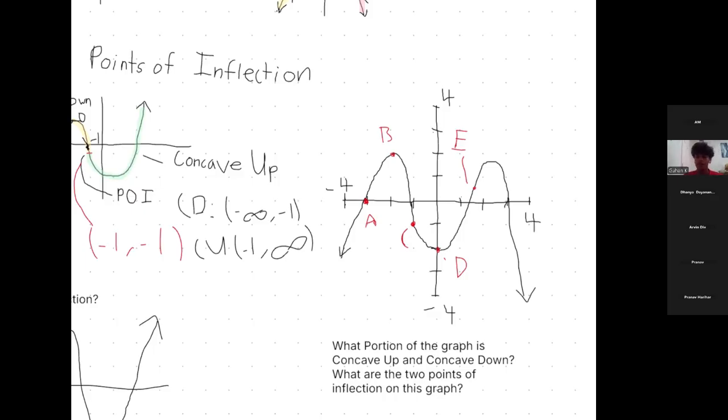So from this, I want all of you to say, what are the 2 points of inflection now that you know where the graph is concave down and concave up? And remember that the point of inflection is just when the graph changes from being either concave down to concave up or concave up to concave down.